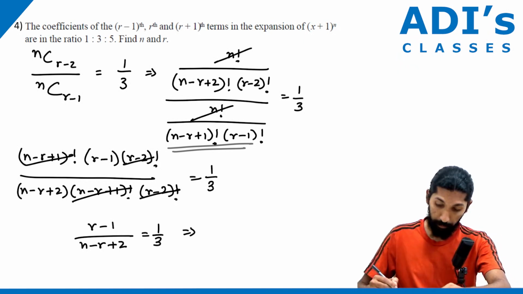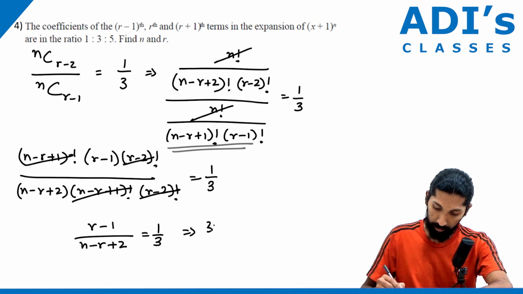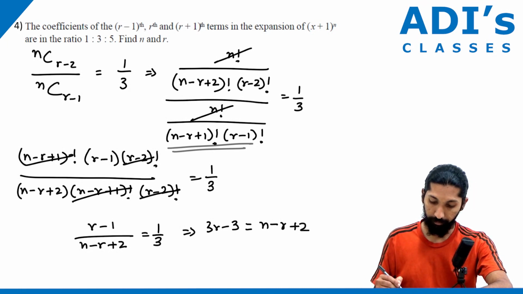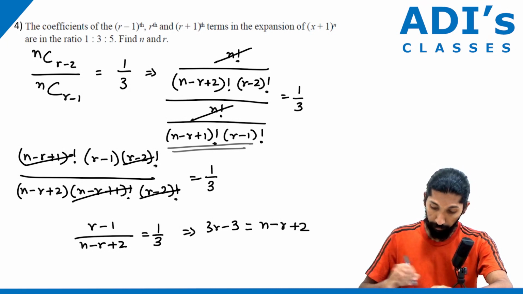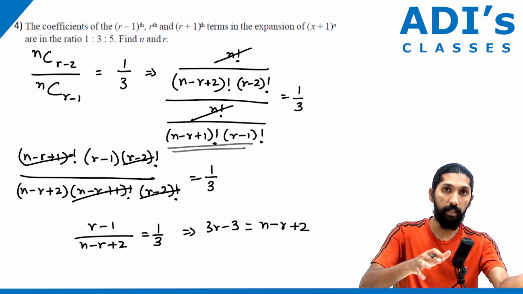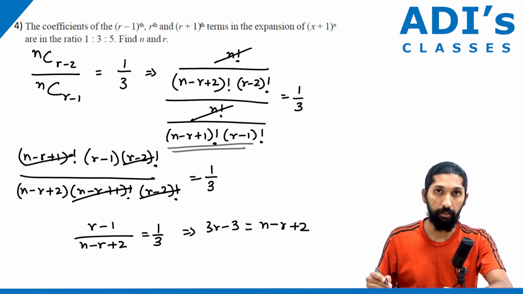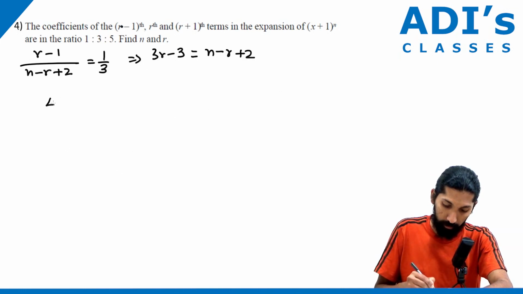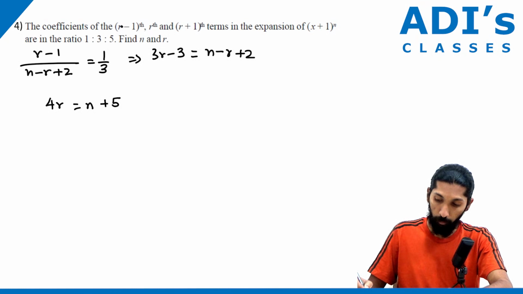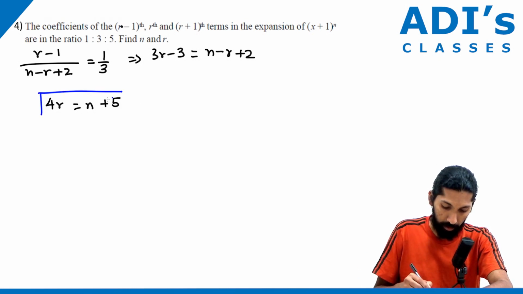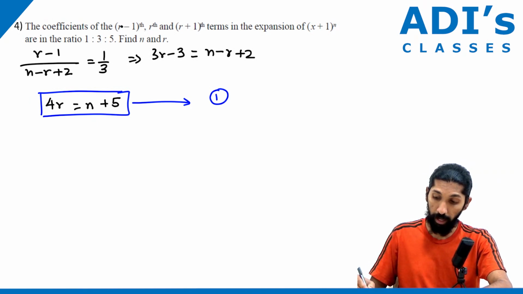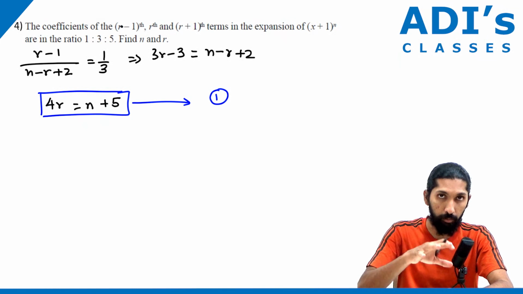Now, cross multiply, we get 3r minus 3 is equal to n minus r plus 2. Correct? Now, we need to simplify, take the r on one side, get the equation in terms of n and r. Alright? If you take the r that side, we are going to have 4r is equal to n plus 5. 3 plus 2 is 5. Now, we'll call this equation number 1: 4r is equal to n plus 5.